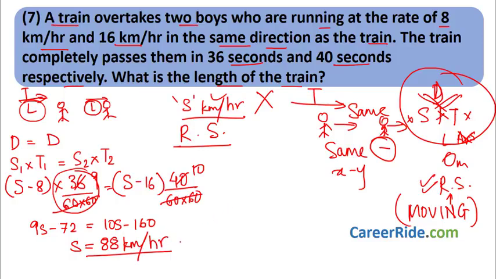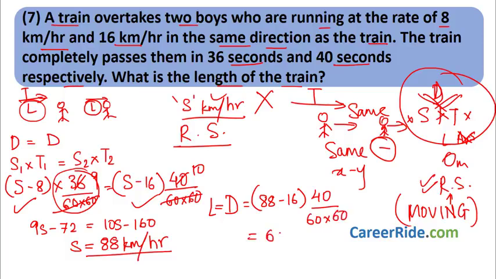If this is the speed of the train, let us try to find out the length of the train. How to find the length of the train? That is nothing but the distance travelled, correct? We know distance travelled is nothing but the length of the train. So we can put the value of S in this equation or this equation. You can take any one. Let us take the second one: 88 minus 16, multiplied by 40 divided by 60 into 60.